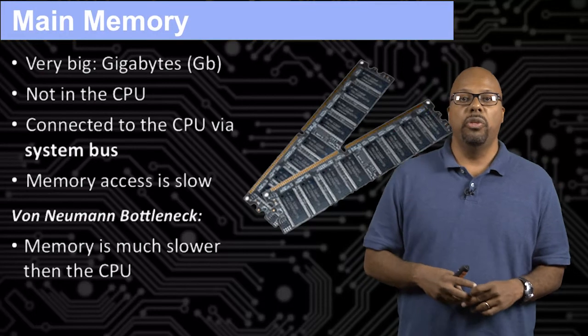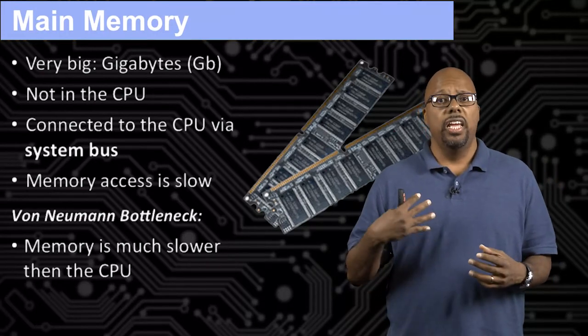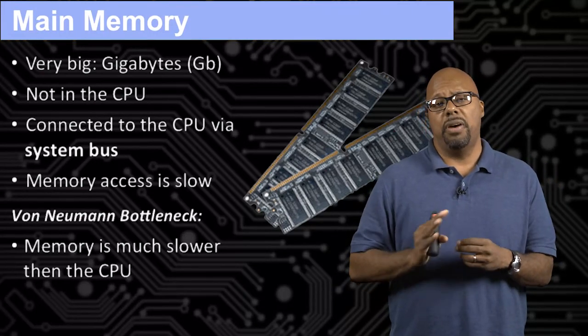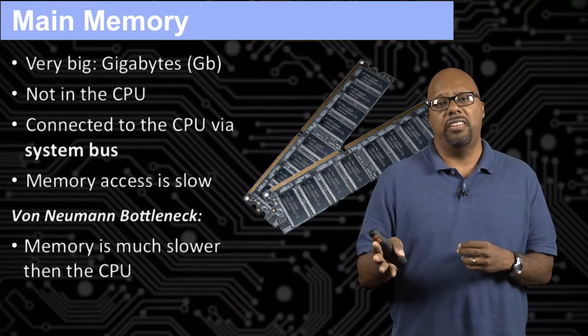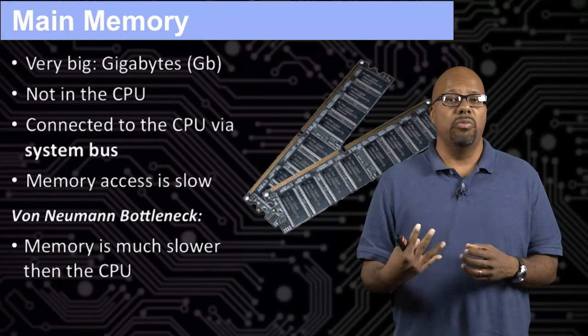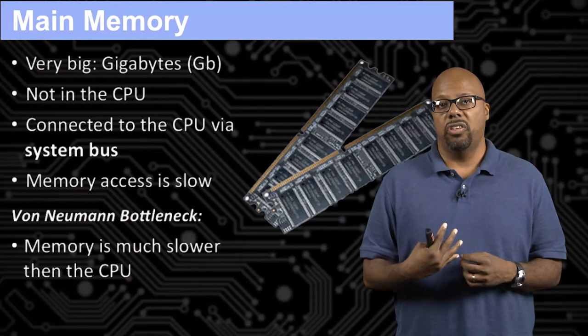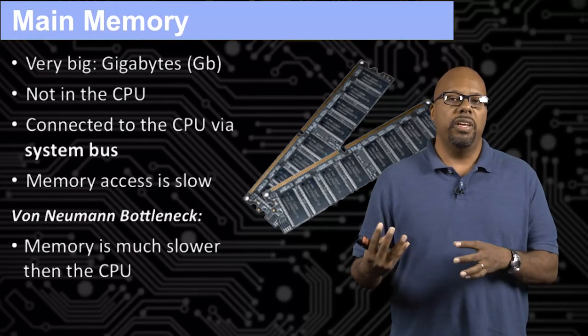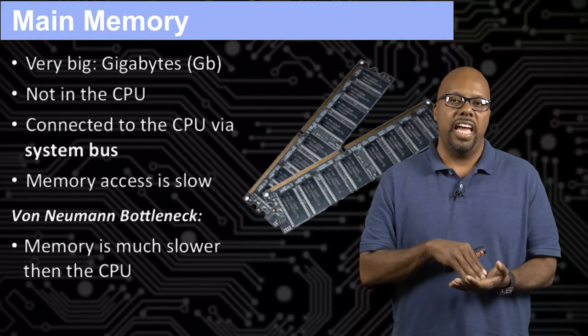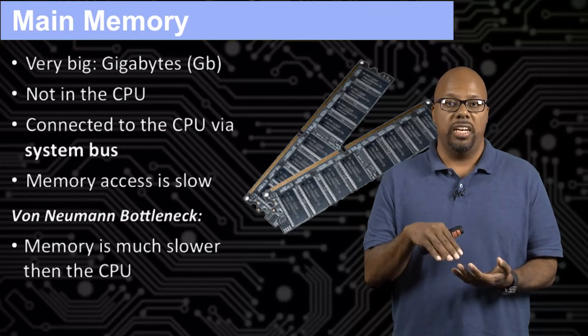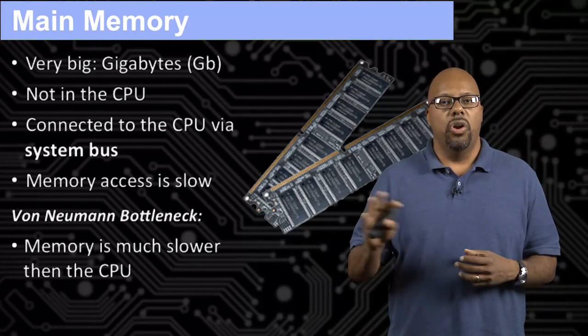That is why people use caches, to avoid this von Neumann bottleneck. The von Neumann bottleneck is the bottleneck to accessing main memory, the fact that memory is much slower than the processor. To avoid that, you basically use the cache. You try to rely on the cache and the registers as much as you can, so that you don't have to go to main memory.